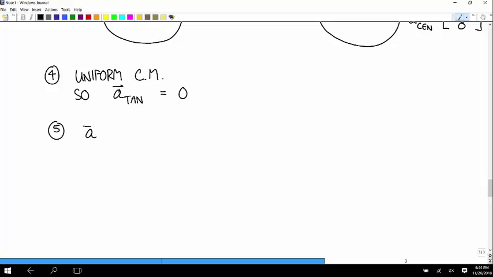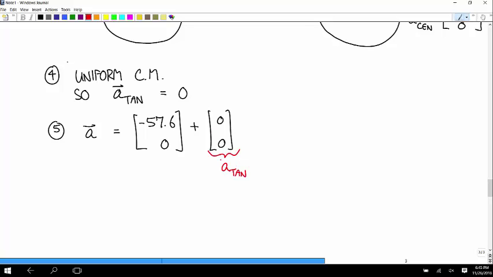Yep, so A total is equal to the centripetal, which is negative 57.60, plus the 0. This 0 is the tangential. This is the centripetal. And so the total acceleration vector is negative 57.60 in units of meters per second squared.